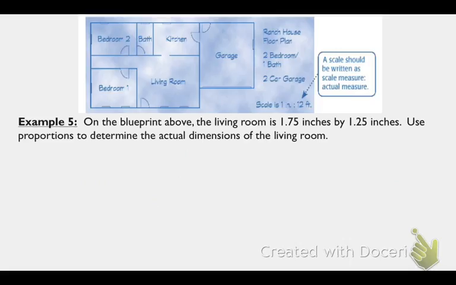So let's look at an example of a scale drawing and show you how proportions can be used to figure this out. On the blueprint above, the living room is 1.75 inches by 1.25 inches. Use proportions to determine the actual dimensions of the living room. Okay, based on this, I know that I'm going to have to do 2 proportions. Because when it talks about dimensions, I'm going to need to find the length and the width. So I'm going to do 2 separate ones here.